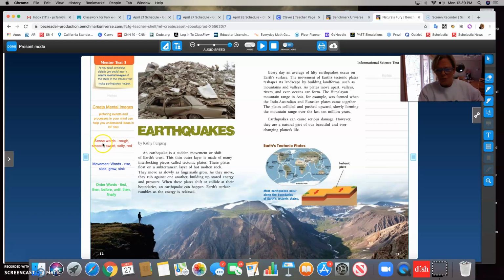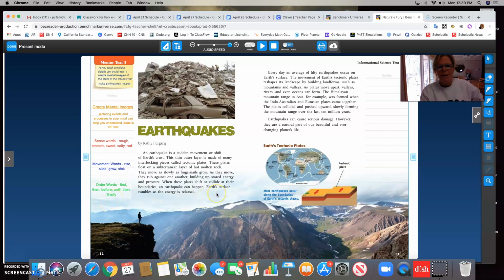Finding sense words such as rough, smooth, sweet, salty, red, colors, feelings, things like that. Paying attention to movement words like rise, slide, grow, sink, fall, increase, things like that. And then order words. And you guys are pretty good about that. Order words can really help you understand when you read, but also when you write. It helps you to understand when you are writing details. So order words such as first, then, before, until, finally. I mean, there's lots of them.